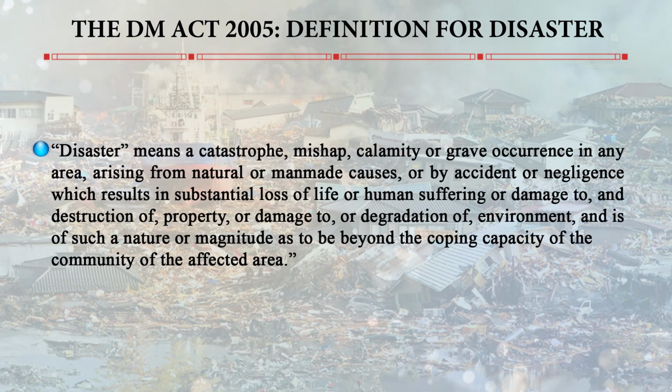So, by this act, disaster means a catastrophe, mishap, calamity or grave occurrence in any area arising from natural or man-made causes or by accident or negligence which results in substantial loss of life or human suffering or damage to and destruction of property or damage to or degradation of the environment and is of such a nature or magnitude as to be beyond the coping capacity of the community of the affected area. So, a natural hazard can become a disaster when the coping capacity of the entire community will be exceeded.